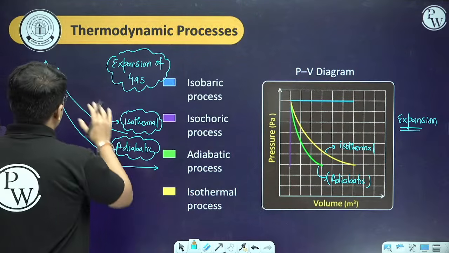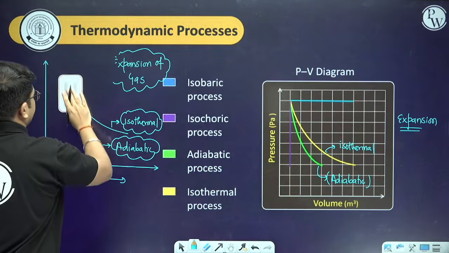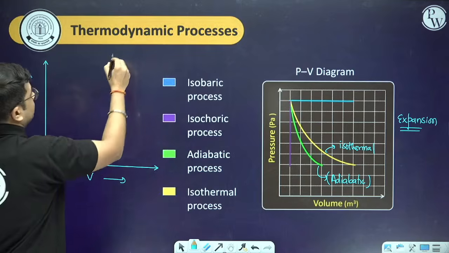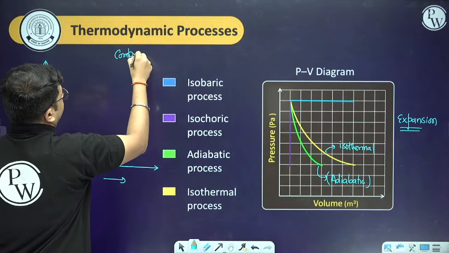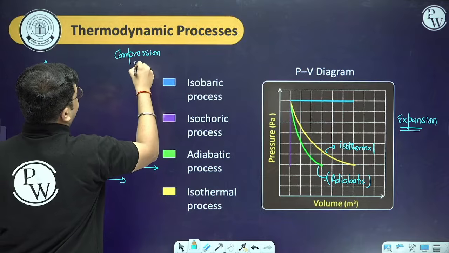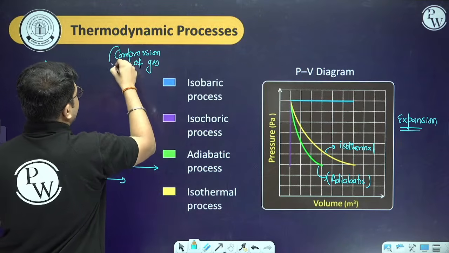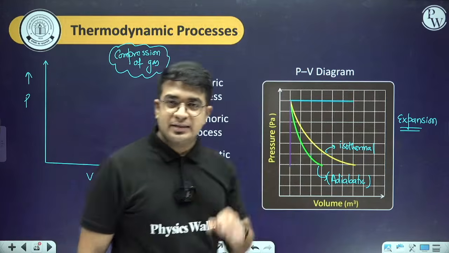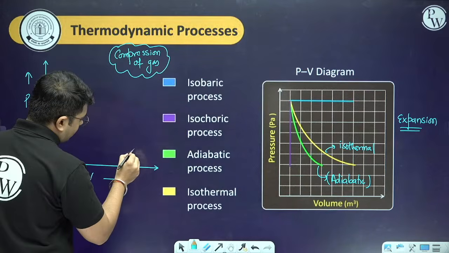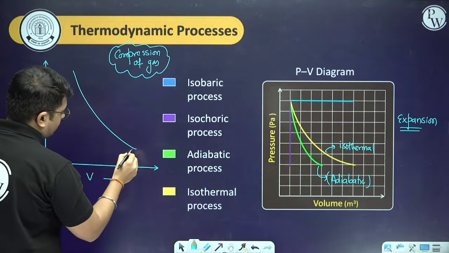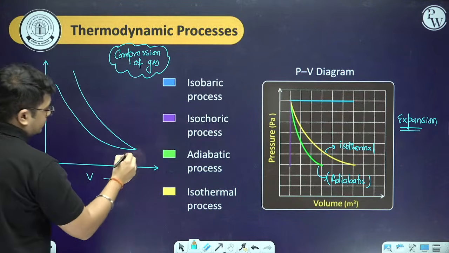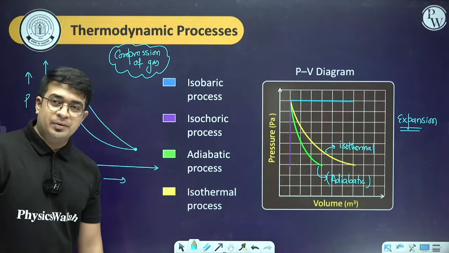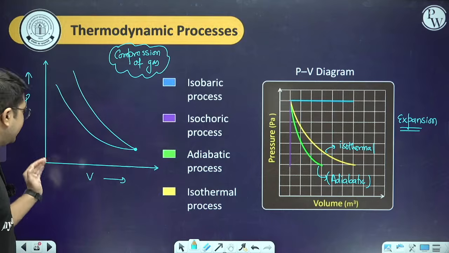Now let's say in the second scenario, I am talking about the compression of gas. What is the meaning of compression? It means you are increasing the pressure and you are decreasing the volume. It means it will start to originate like this or like this type of curve. So basically this is the curve for compression, where volume is decreasing and pressure is increasing.